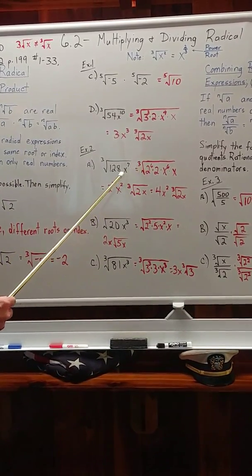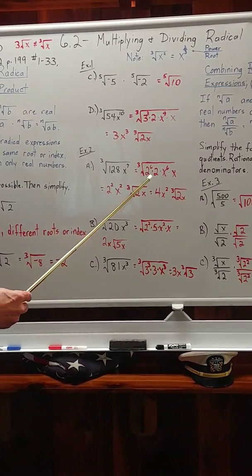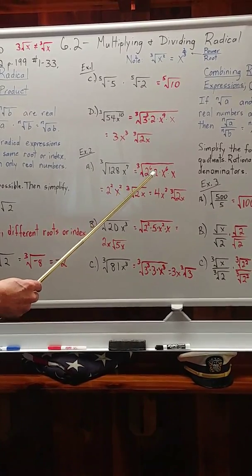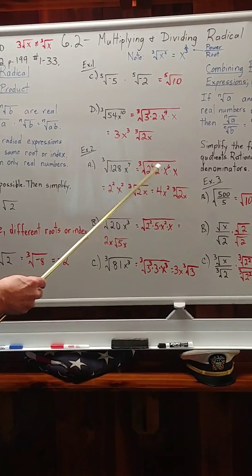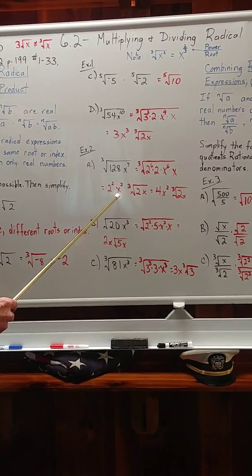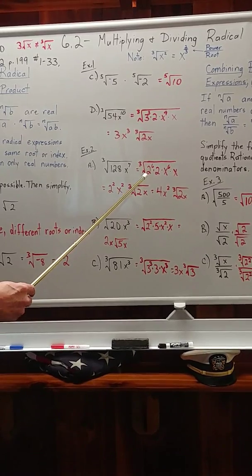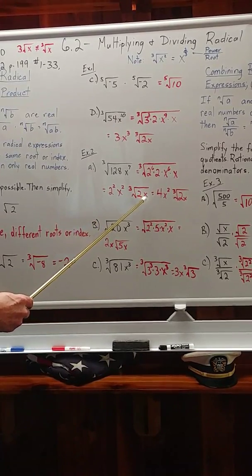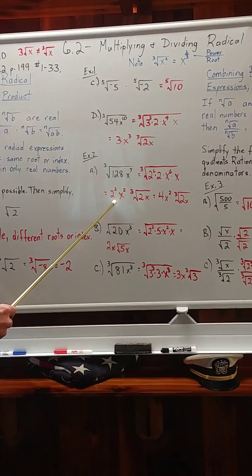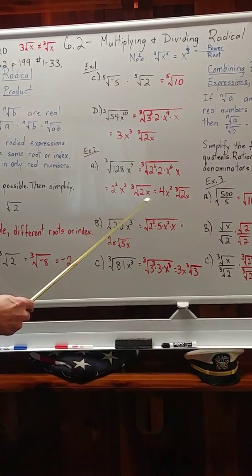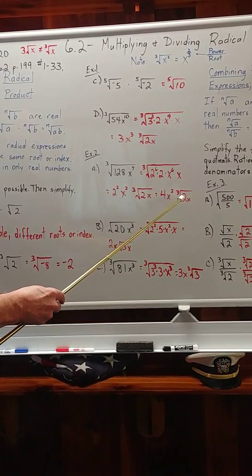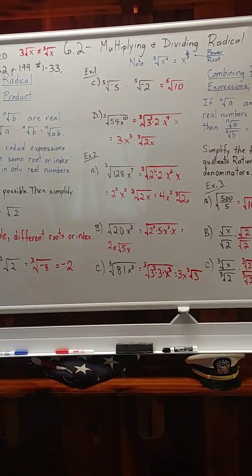6 divided by 3 is 2, so we have 2 squared. Okay? The cube root of 2 we have to leave inside. 6 divided by 3 is 2, so we have x squared coming out of the radical, and we have the third root of x still left inside. So we have 2 squared times x squared times the third root of 2x, which simplifies to 4x squared times the third root of 2x. Final answer.